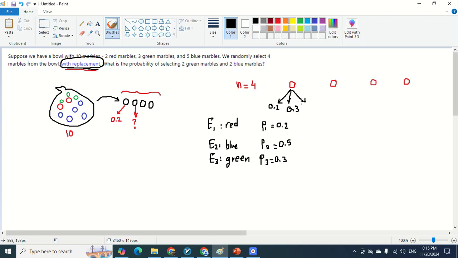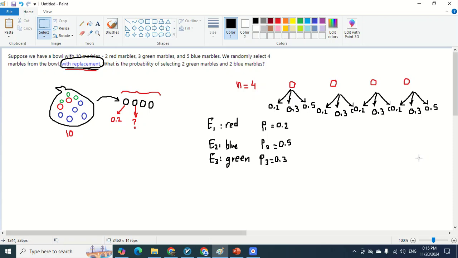Because the replacement is allowed and we did it with replacement, this probability is a constant value. It remains true for the remaining parts. For the second one we have the same probability, for the third one we have the same probability, and for the last one as well. It does not change because the replacement happens.